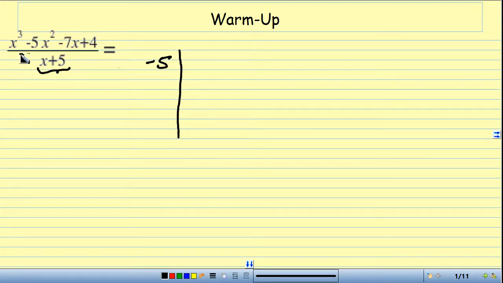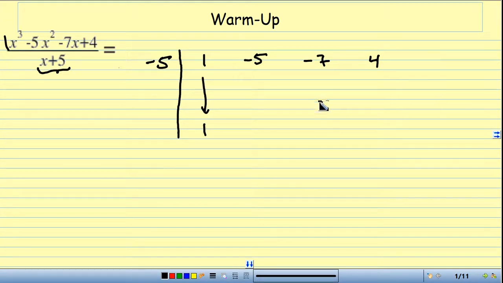Now, I already have this in descending order. So this is 1x cubed minus 5x squared minus 7x plus 4. So what I'm going to do is put a 1 there, put a negative 5, put a negative 7, and then put a 4. And first part of synthetic division, you bring down that 1.